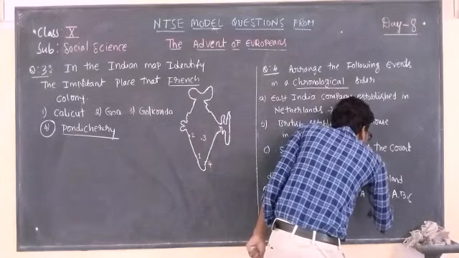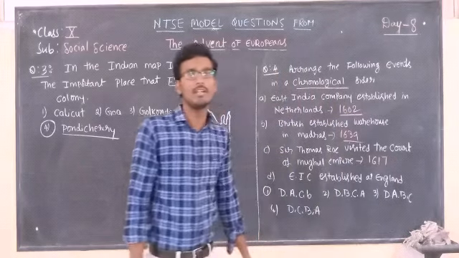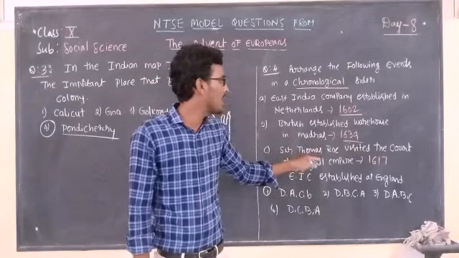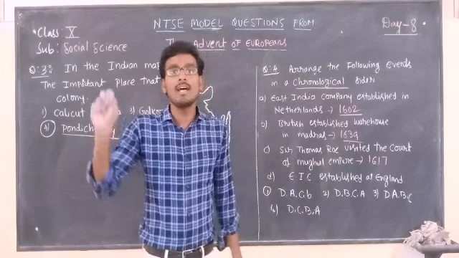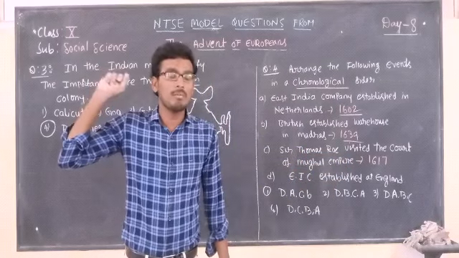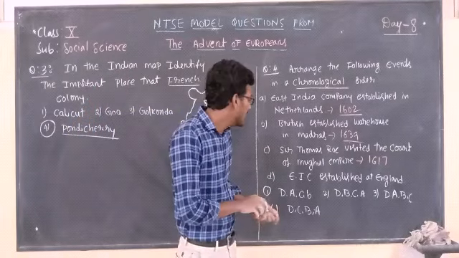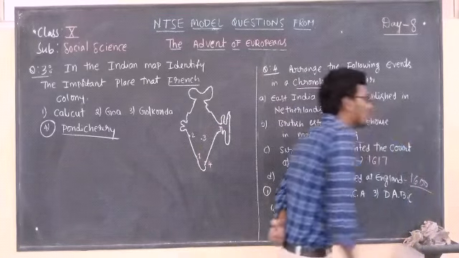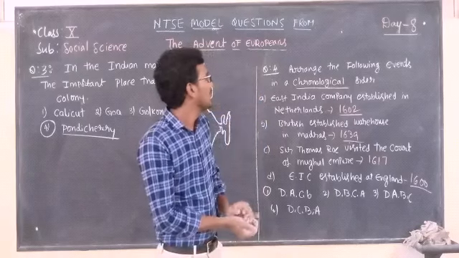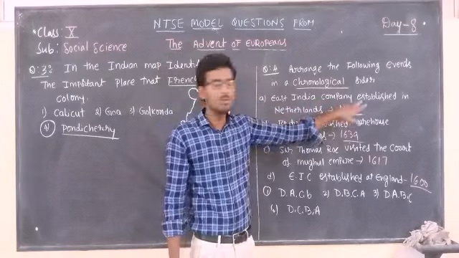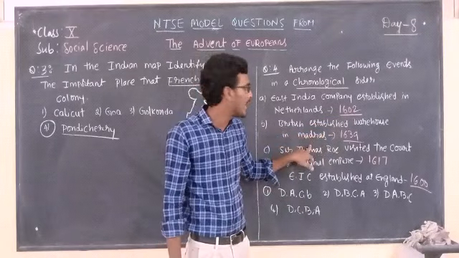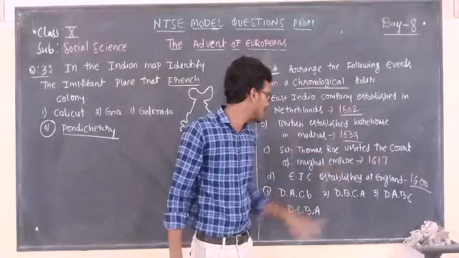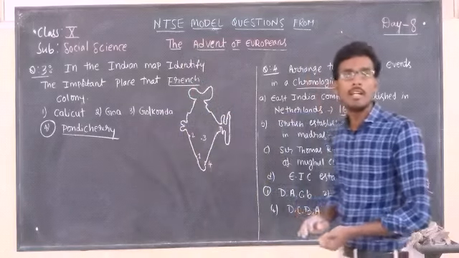So here, which year is it? 1617. We discussed this point. Sir Thomas Roe visited the court of Jahangir in the year 1617, from the court of James I. Next, finally, East India Company established in England, that is 1600. Students, I hope you are clear about these years. East India Company established in Netherlands, 1602. British established their warehouse at Madras in 1639. Sir Thomas Roe visited the court of Jahangir, 1617. And the East India Company established in the year 1600.